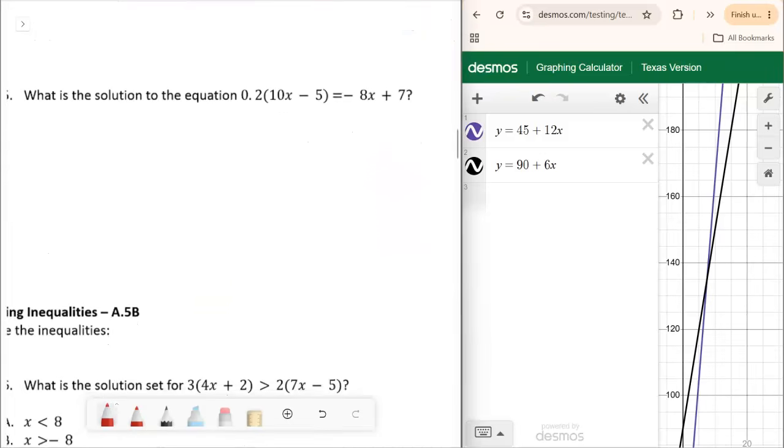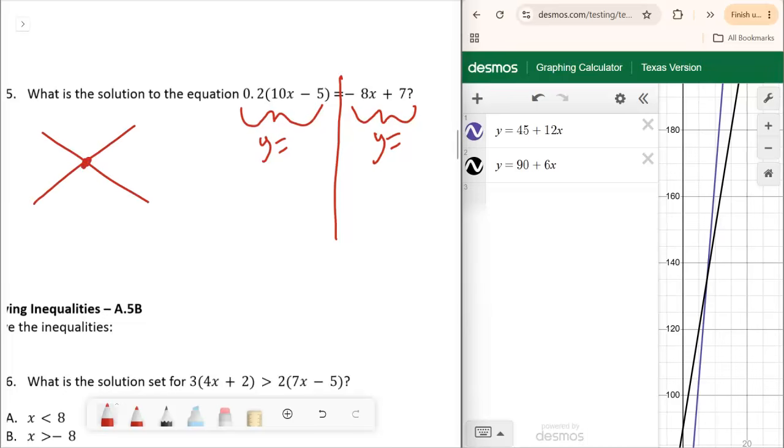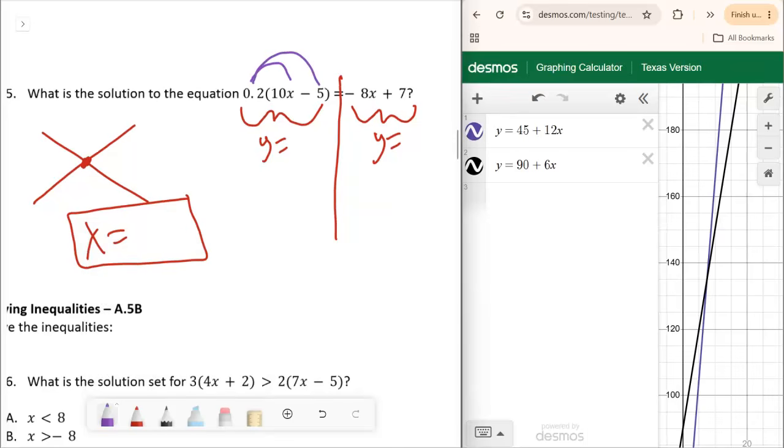Problem number 5, same thing. Draw the line, put this in y equals, put this in y equals, and see where they cross. And that's going to be your x equals. If you do it by hand, make sure that you distribute first. Then you have to move the smallest variable and then see do. Make sure that you're raising your hands if you have questions about any of these.